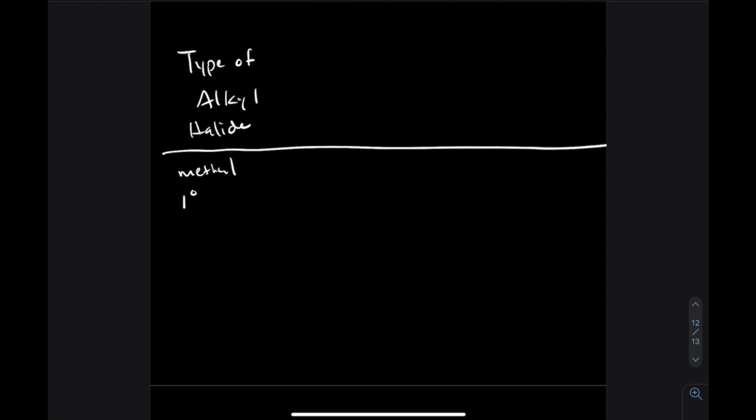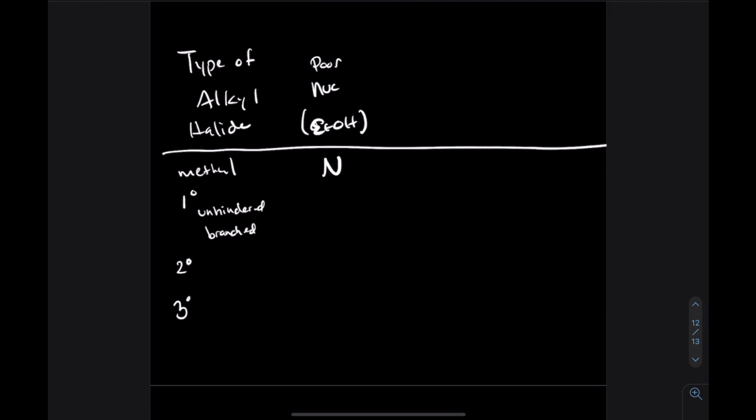And that can be an unhindered primary or branched. You have a secondary, then you can have a tertiary. All right. And now you're going to have to throw in a nucleophile. Let's say you have a poor nucleophile, and that's going to be, let's just call it ethanol. All right. Primary methyl with a bad nucleophile, like bromoethane, you're going to get no reaction.